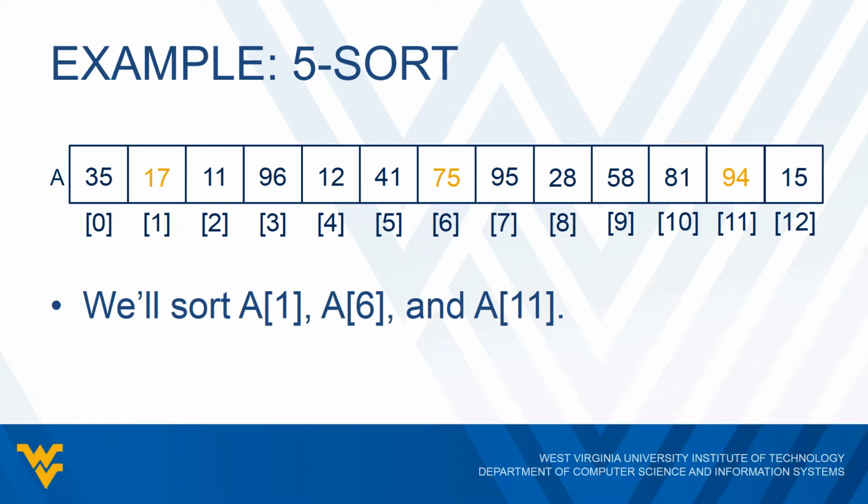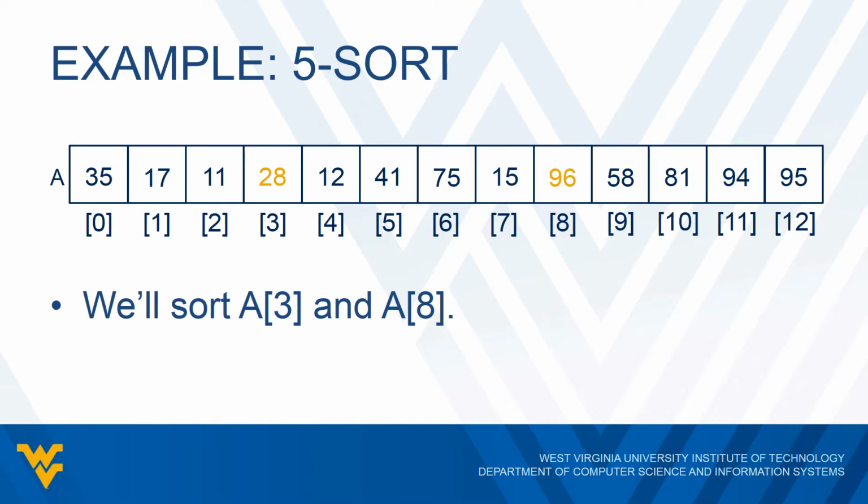We'll now do the same thing for A1, A6, and A11 because those elements are 5 apart from each other. So we had 94, 17, and 75. We sort those, so we put 17 in A1, 75 in A6, and 94 in A11. We'll now sort A2, A7, and A12. So we're going to sort 11, 95, and 15. After we sort it, 11 goes into A2, 15 goes into A7, and 95 goes into A12.